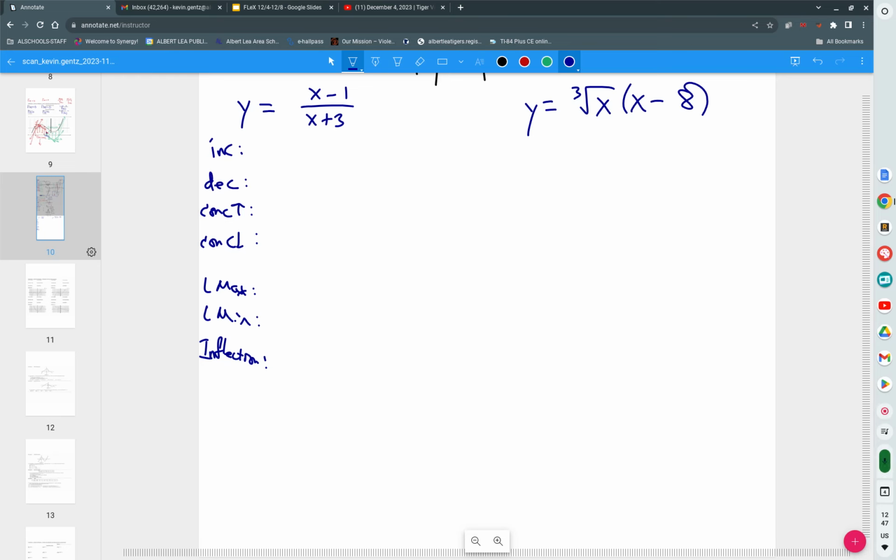Pieces about a graph: increasing, decreasing, concave up, concave down, local max, local min, and inflection point. And if you notice, when we do this work, we have to identify the first derivative, and we have to identify the second derivative. Turn to the person next to you. What do each of these tell you about each of these? Which one tells you what about which? Go, talk.